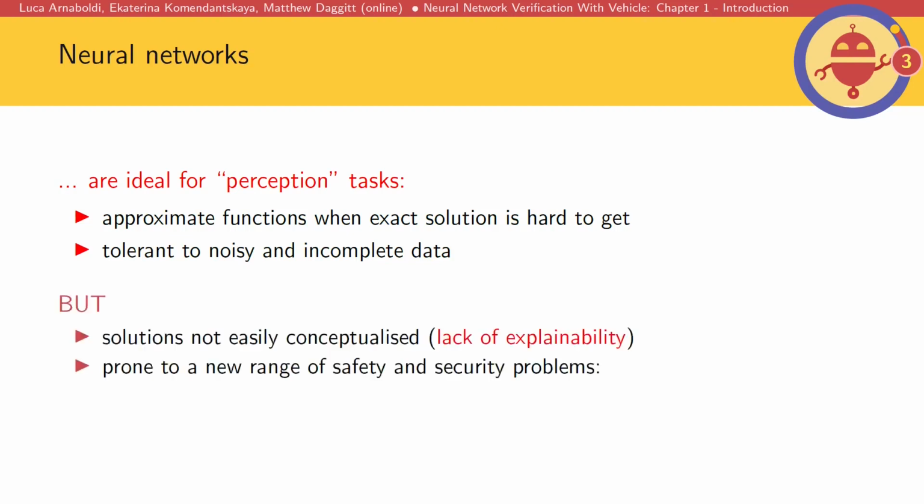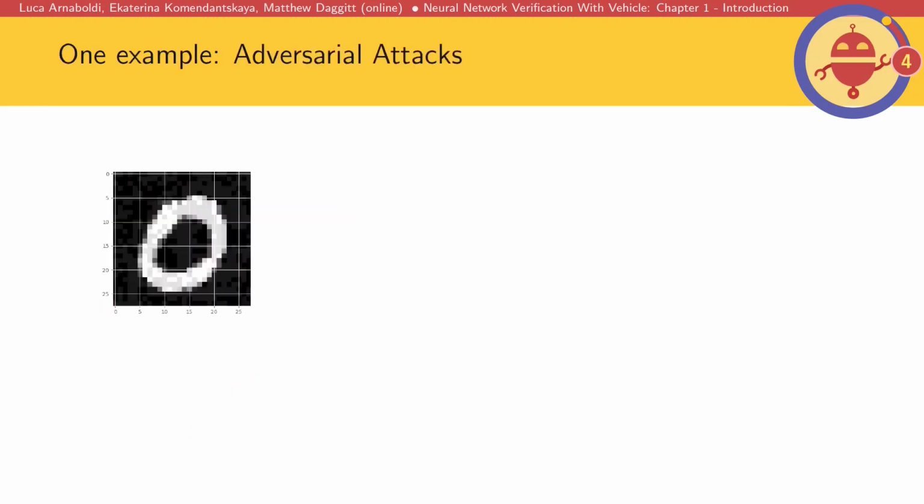But of course, they also bring up some other problems. Solutions are not very easily conceptualized. Even in my little example, it was very difficult to understand why exactly all these multiplications and sums give me the right answer. They're also prone to a new range of safety and security problems, such as adversarial attacks, which we'll mostly be talking about in this tutorial, but also others like data poisoning and catastrophic forgetting. But let's have a look at the adversarial attacks, since it's going to be one of our iconic examples of problems that arise in neural networks.